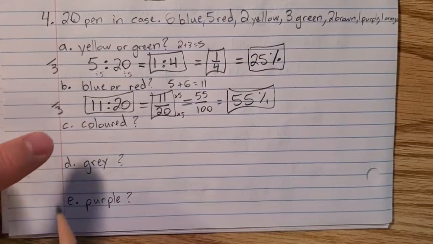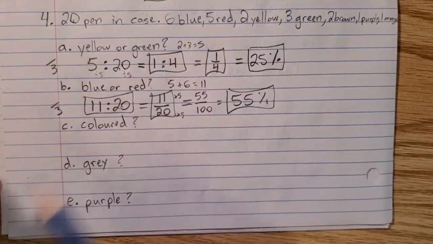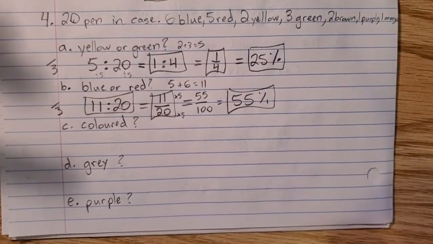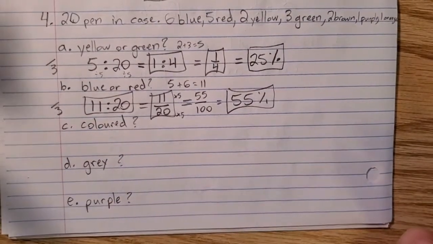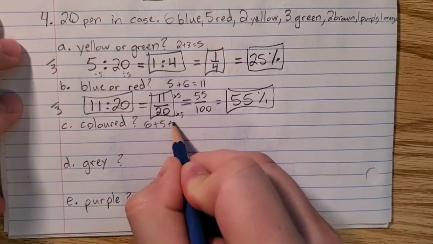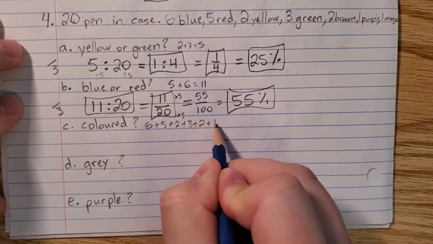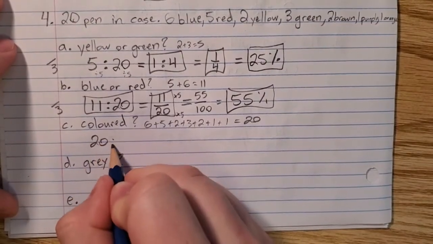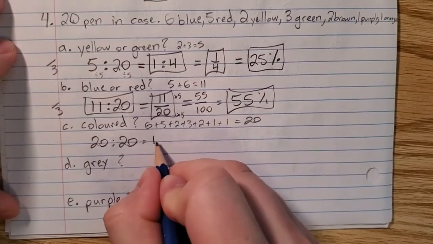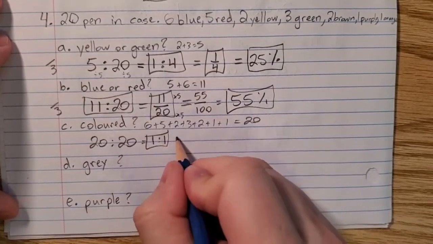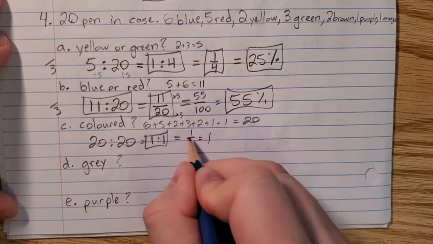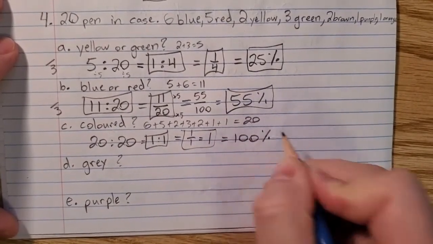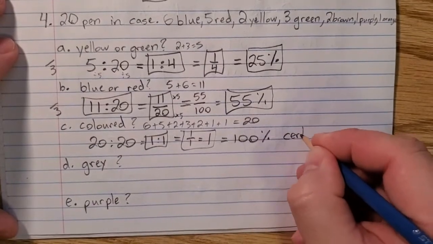Finally, it says, what are the chances that it would be a colored pen? Well, looking here, blue, red, yellow, green, brown, purple, orange, those are all colors. So that would suggest that all of them would be it. If you took 6 plus 5 plus 2 plus 3 plus 2 plus 1 plus 1, that would equal 20. It would be all the pens. So 20-to-20, also known as 1-to-1 ratio. So what we're looking for, it would be 1/1, also known as 1. Either of those works. And that would be a 100% chance, also known as a certain event.